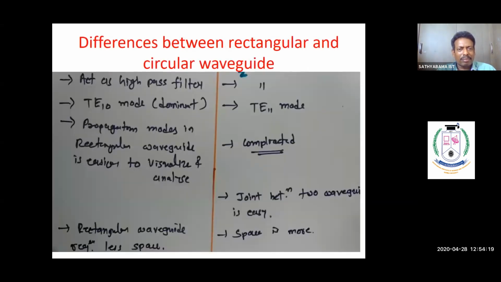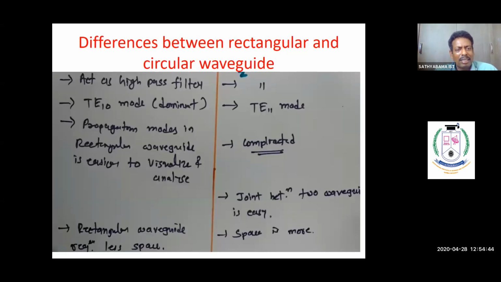Okay. So the difference between circular and rectangular waveguides. When you come to a rectangular or circular waveguide, there are other modes as well. People say infinite modes can be launched into a waveguide. In that, particularly people will launch only these two, the TE10 mode and the TE11 mode. I'll briefly explain what they are.